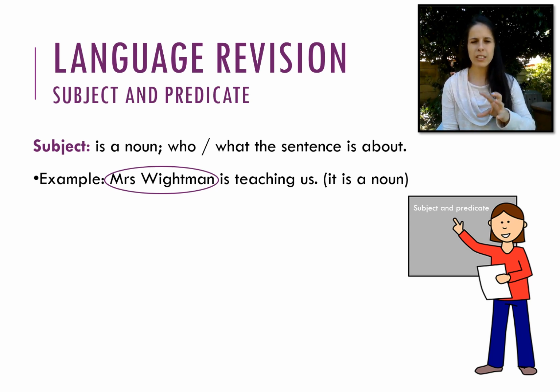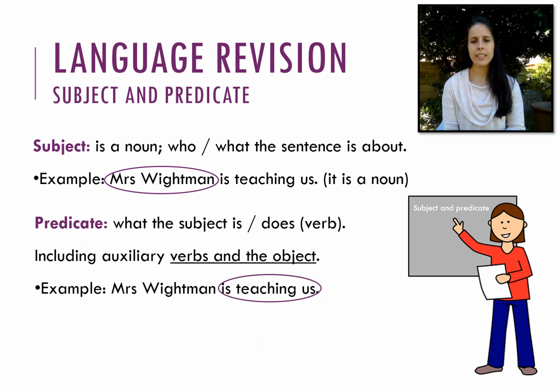Okay, we've done this a lot in class. You should know how to pick up the subject. It normally comes at the beginning of the sentence. Not all the time, but most of the time it will. All right, now let's have a look at predicates. Predicate is what the subject is or does. It includes the auxiliary verbs and objects. So basically my predicate becomes the rest of the sentence. So if I've got a sentence and I've got a subject, for example, Mrs.